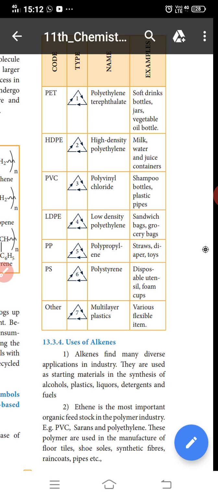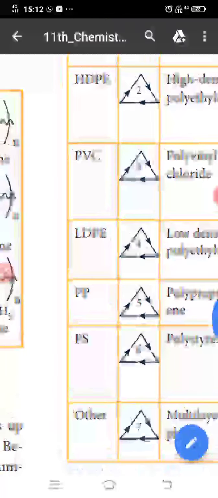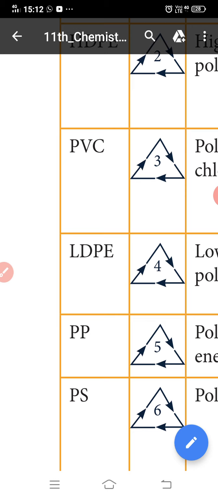Code, polyethylene terephthalate, PET: examples are soft drink bottles, jars, vegetable oil bottles and so on. The code HDPE, high density polyethylene: milk, water and juice containers. PVC means polyvinyl chloride: shampoo bottles, plastic pipes, etc.